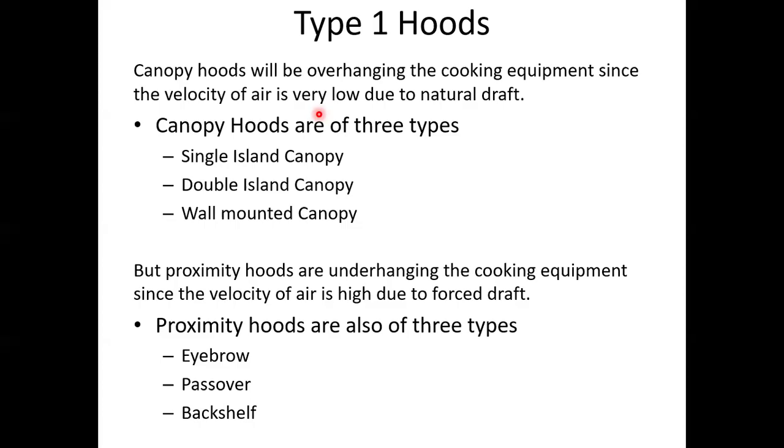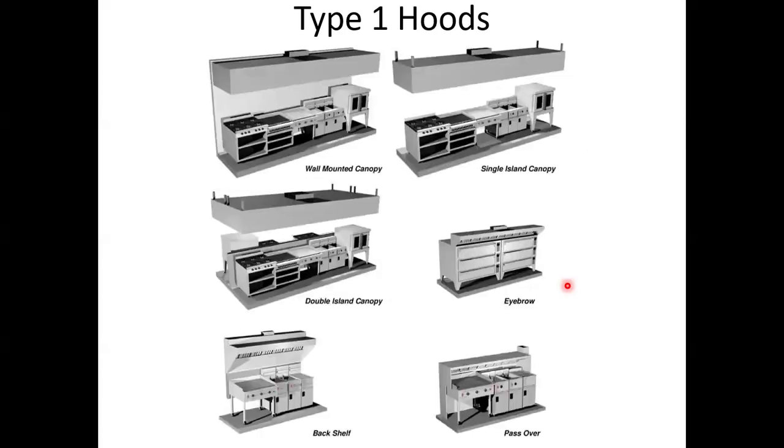which means it should be placed on top of the stove or the cooking equipment. That's what I was saying. And here the air velocity is very low due to natural draft. Natural draft means the hot air gradually flows to the top side of the canopy hood itself. And these are the types of canopy hoods. As for proximity hoods, they should be underhanging. What do I mean by underhanging? Is it placed at the bottom of the stove? No, not like that. It should be placed on the side of the cooking equipment. Here the velocity of the air is very high because you have a fan. So you can see the difference.